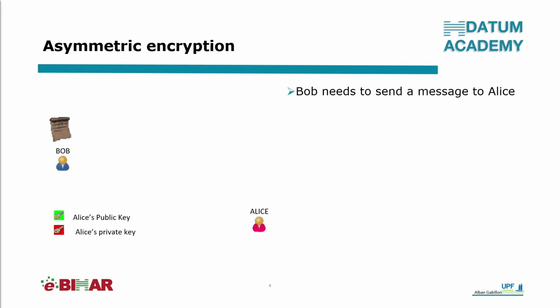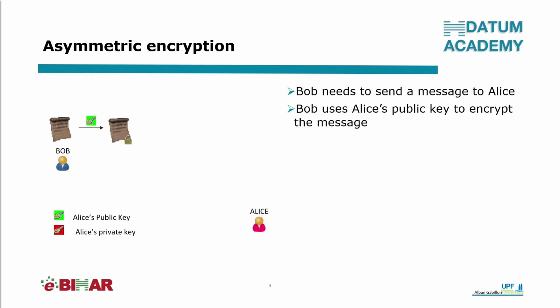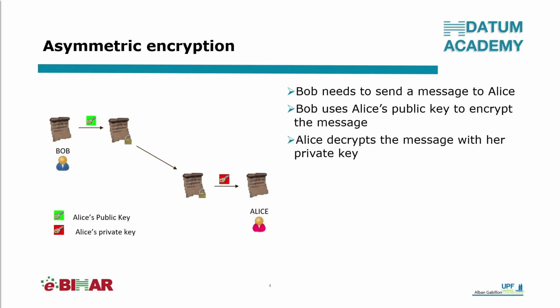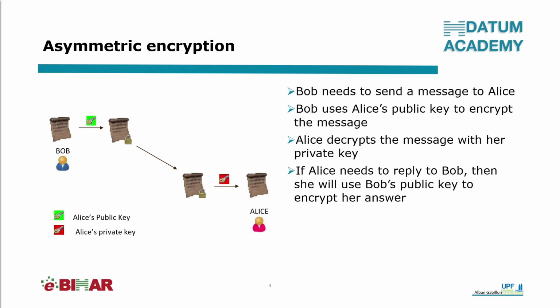Let me show you briefly how it works. Suppose Bob wants to send a message to Alice. Bob uses Alice's public key to encrypt the message. Bob sends the message to Alice. Alice decrypts the message with her private key. If Alice needs to reply to Bob, then she will use Bob's public key to encrypt her message.